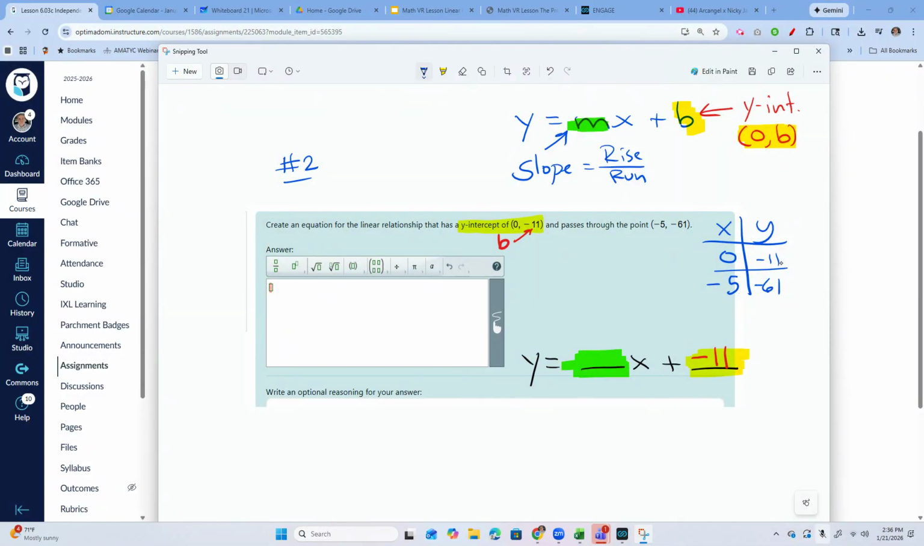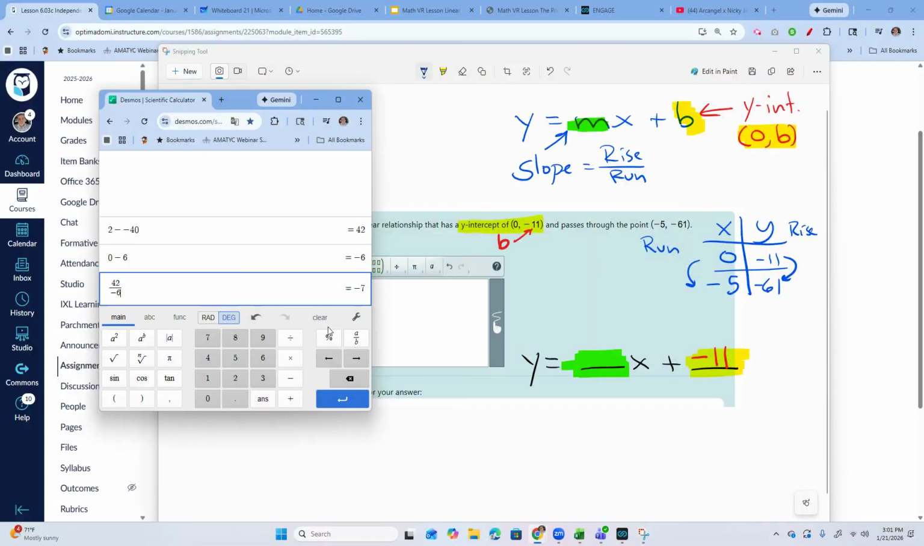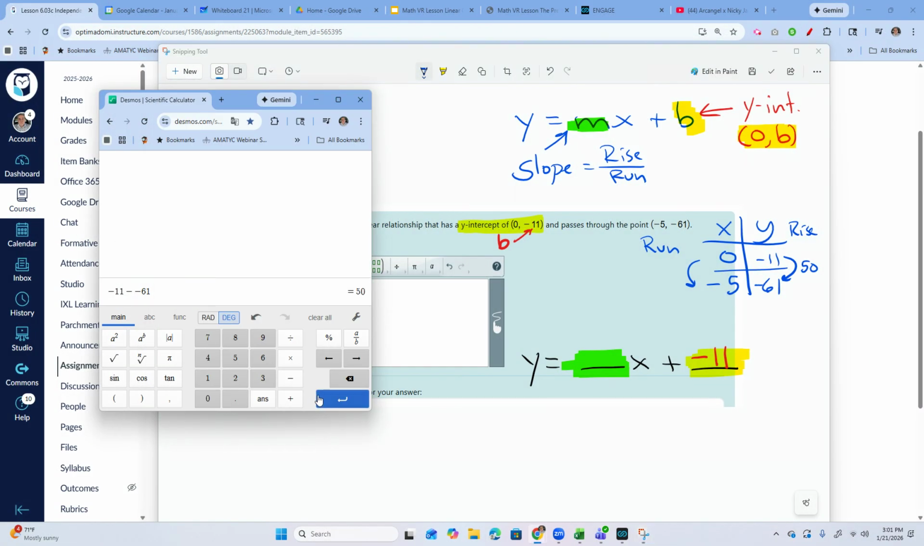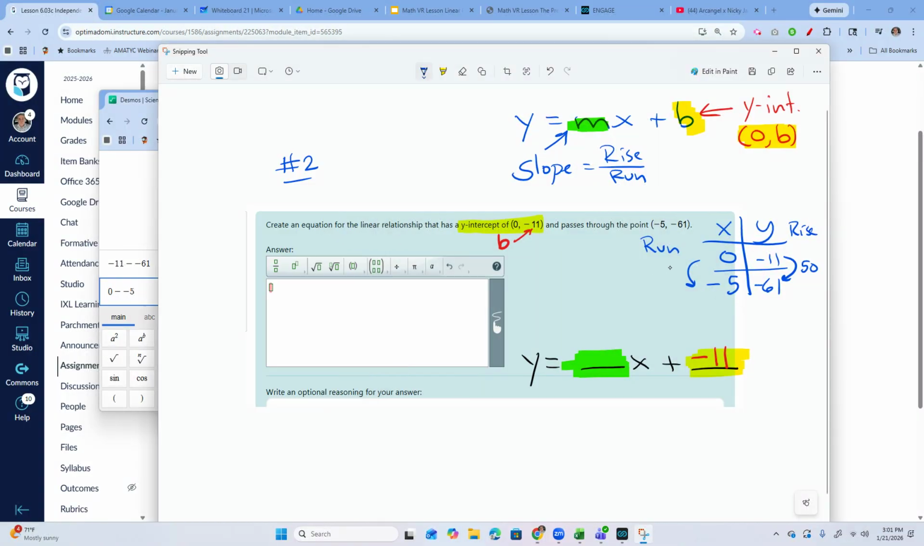And I'm going to find the rise. Okay, and the rise, we're going to subtract the y's. So let's subtract the y's. See, we're going to subtract the y's to find the rise. We're going to subtract the x's to find the run. So take your calculator again. Okay, let me clear all of this. So we're going to do the y's, negative 11, subtract negative 61. You can see I got 50. And now we're going to subtract the x's. So 0, take away negative 5. You can see I got 5.